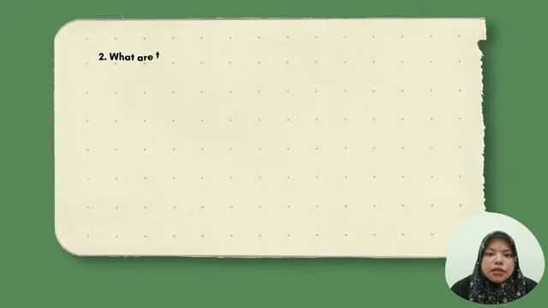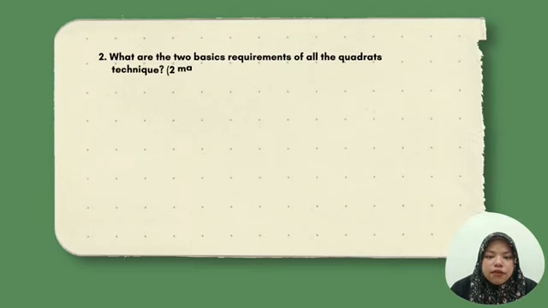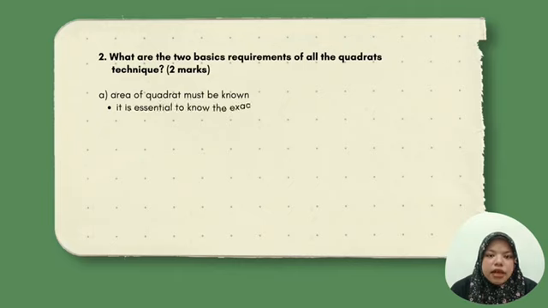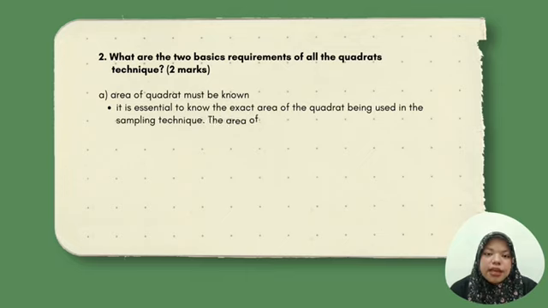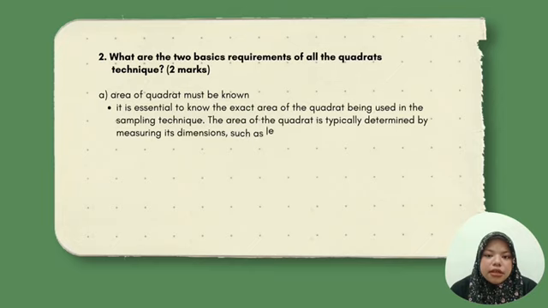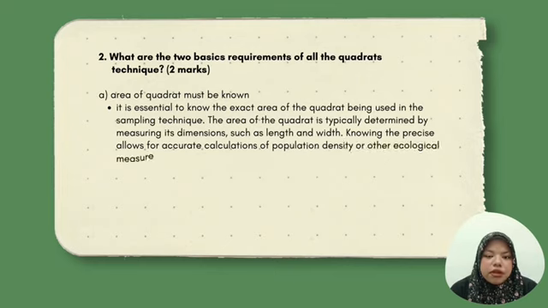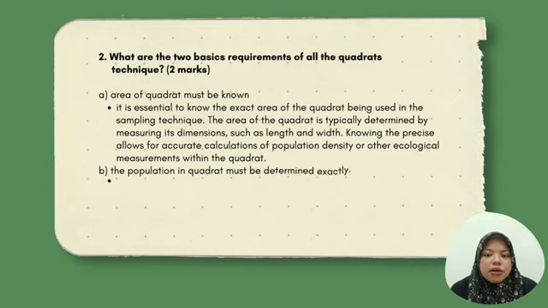What are the two basic requirements of all the quadrat techniques? First of all, the area of the quadrat must be known. It is essential to know the exact area of the quadrat being used in the sampling technique. The area of the quadrat is typically determined by measuring its dimensions, such as length and width. Knowing the area precisely allows for accurate calculations of population density or other ecological measurements within the quadrat.